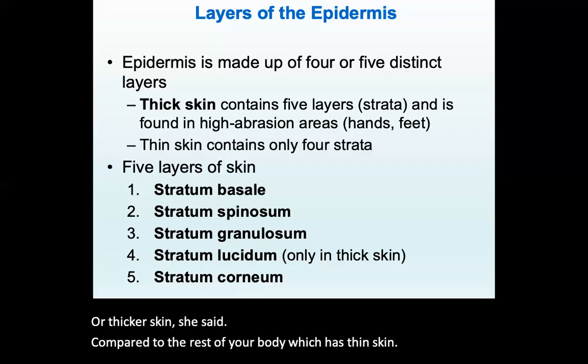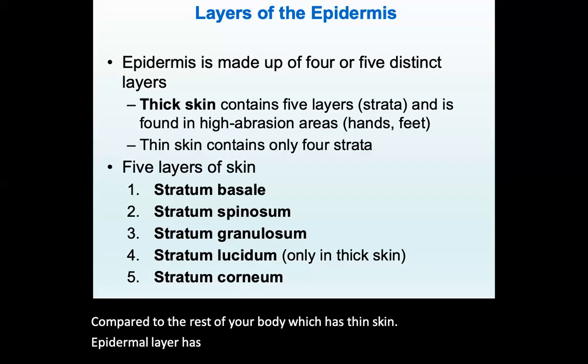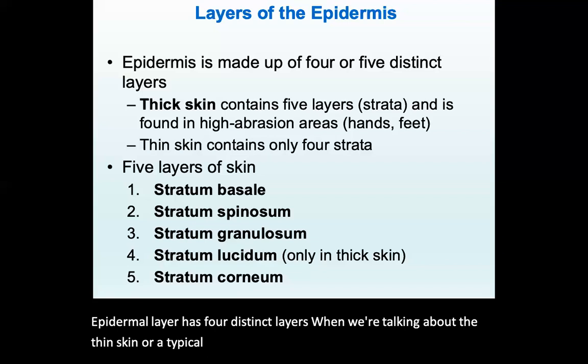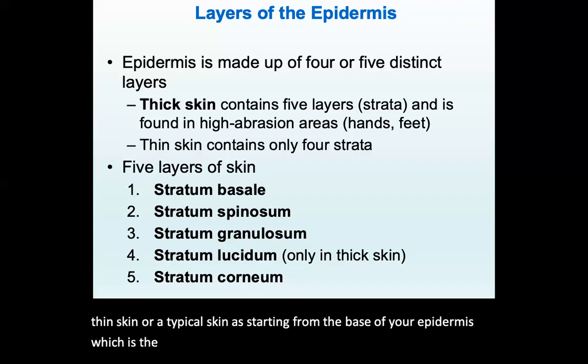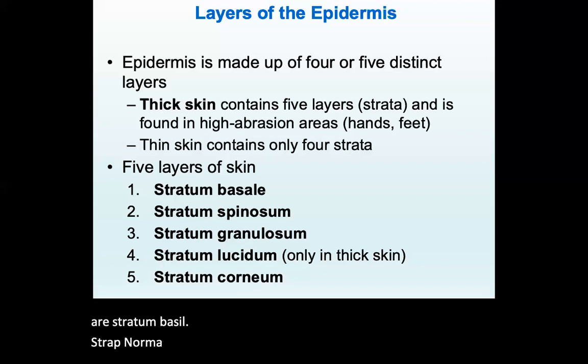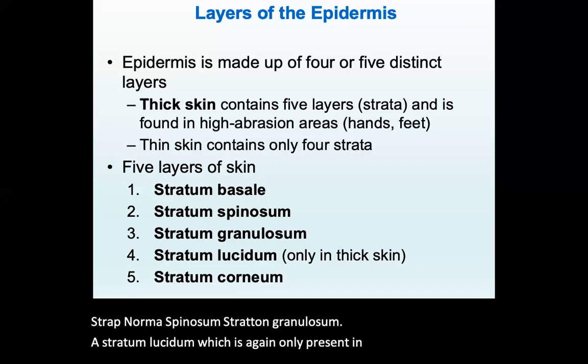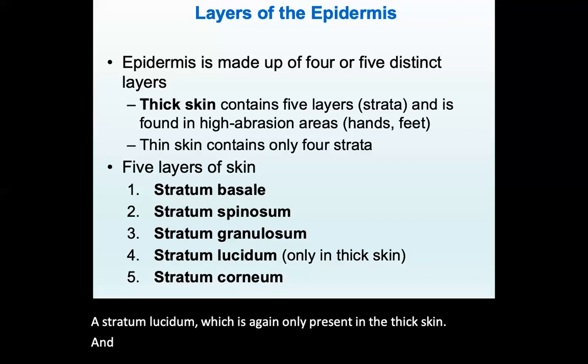Now, the epidermal layer has 4 distinct layers when we're talking about thin or typical skin. Starting from the base of your epidermis, which is the innermost layer next to your dermis, they are stratum basale, stratum spinosum, stratum granulosum, stratum lucidum, which is only present in thick skin, and the outermost layer of your skin, referred to as the stratum corneum.